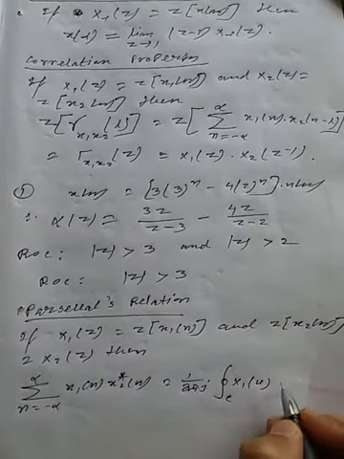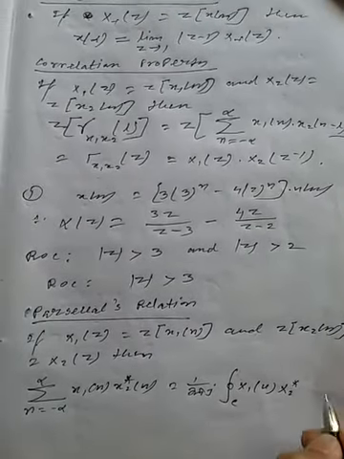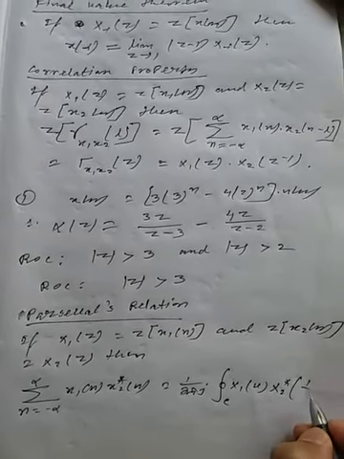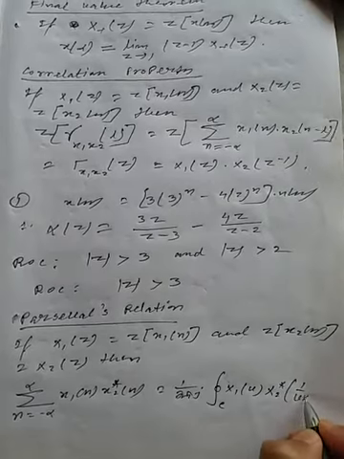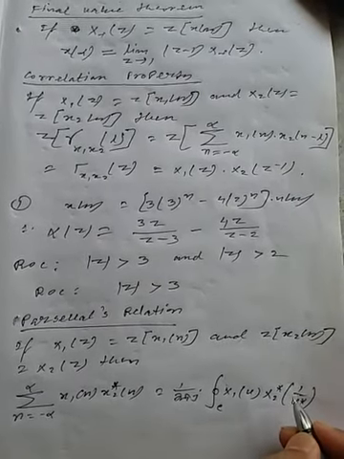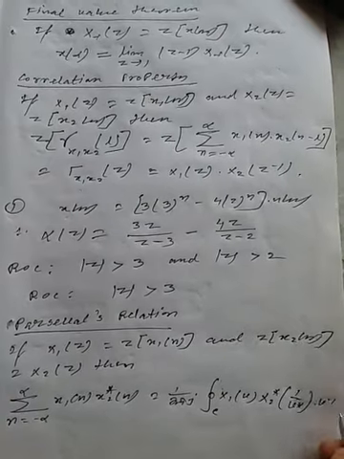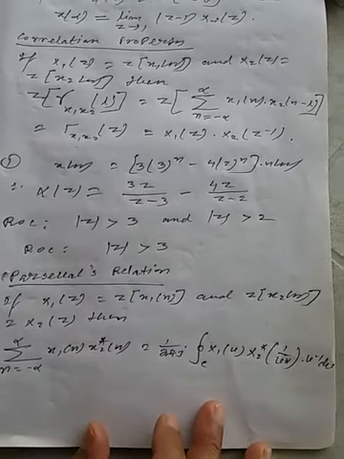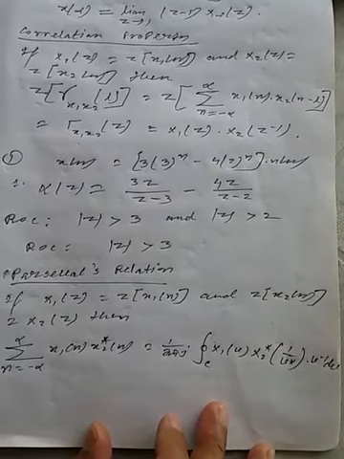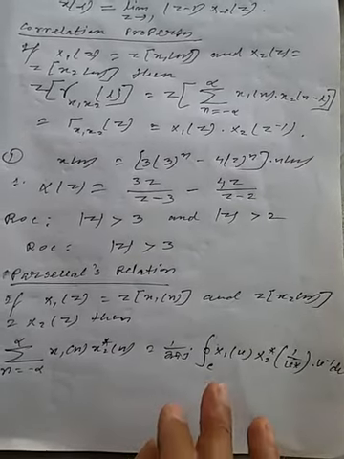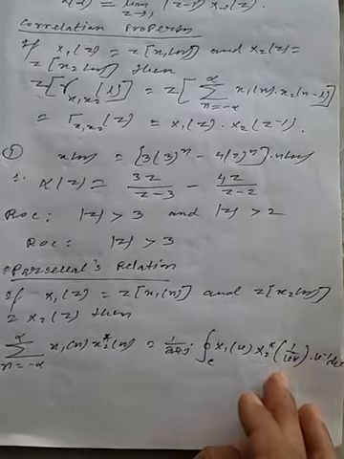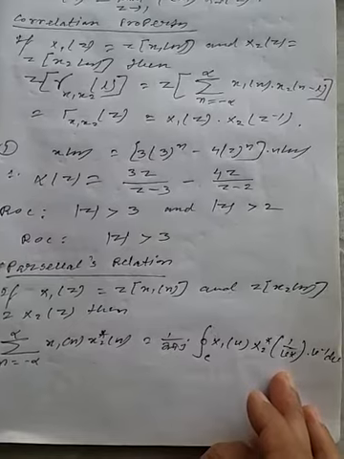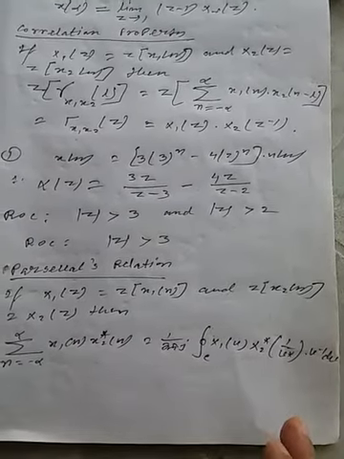X1(v) into capital X2 complex conjugate of 1 by v complex conjugate into v inverse dv. So this is the Parseval's relationship, where the contour integration must lie in the overlap of the regions of convergence of X1(v) and X2 complex conjugate of 1 by complex conjugate of v, right? So this is the Parseval relationship.